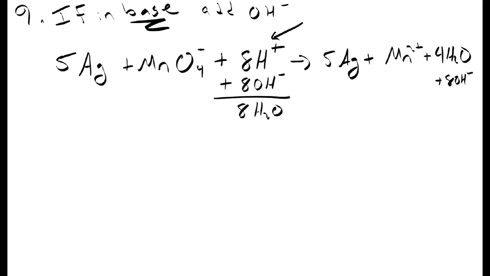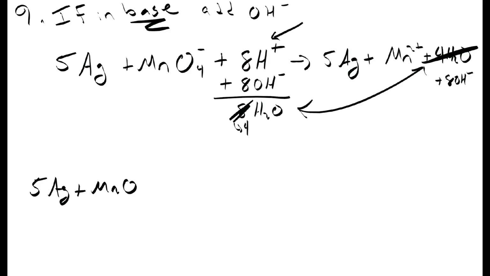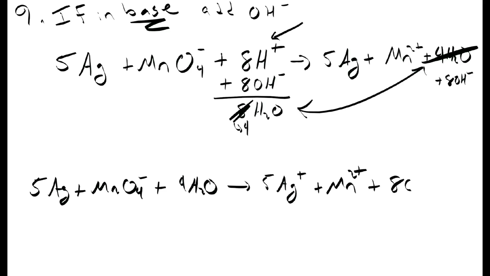Then anything that appears on both sides is going to cancel out. It's not necessarily going to cancel out entirely, but it should cancel out somewhat. So we have 4H2O on the right. Those are going to disappear entirely. And on the left, 8 becomes 4, because 8 minus 4 is 4. So if this takes place in a basic solution, it's 5 silver plus permanganate plus 4H2O yields 5 silver 1 plus manganese 2 plus 8 hydroxide.